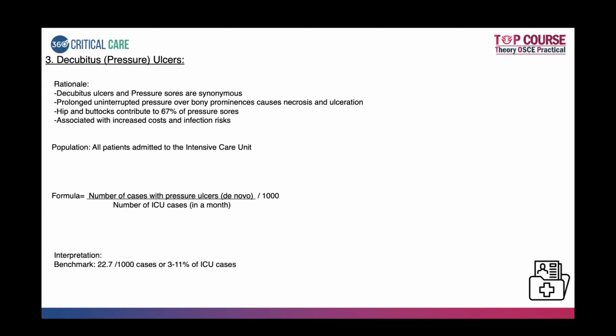Usually, when you do a monthly meeting, they'll have a census of the number of cases that have been admitted to the ICU. That is your denominator. The benchmark is 22.7 per 1,000 cases, or 3 to 11% of the ICU cases. The benchmark and numbers I'm mentioning are just for your knowledge. From an exam perspective, if you're able to remember them, well and good, but at least the formula should be clearly kept in mind.